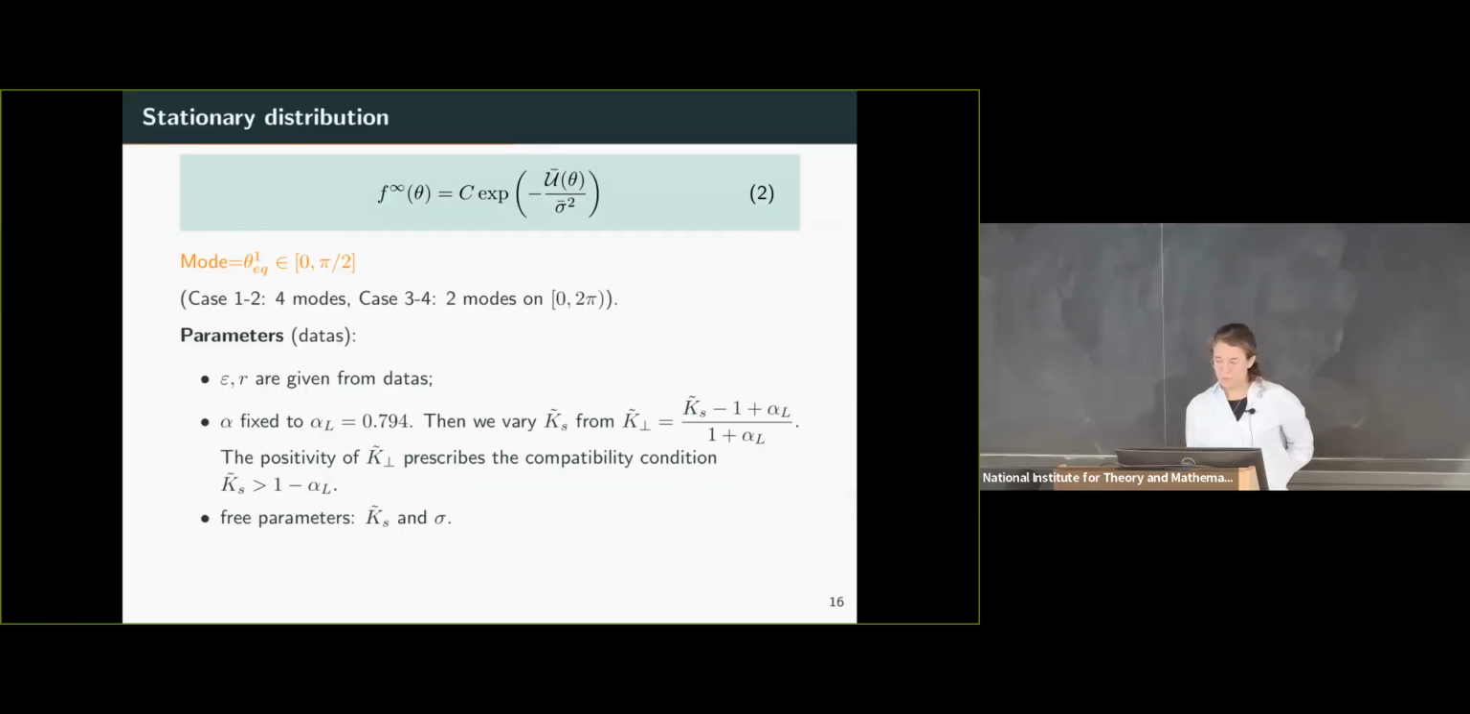But okay, what happens when we look at experimental data? We consider experimental data, which give us almost everything. So we have epsilon, we have R, we have the parameter alpha, which comes from the analysis of the mechanical energy. And then we have a relation between these 2 mechanical parameters. So we only need to fix one, and we have this compatibility relation on these parameters. So eventually everything is given by the experiments, and we have only 2 free parameters: this K tilde S and sigma, the one that we have actually introduced.